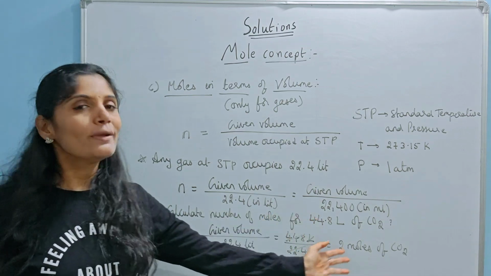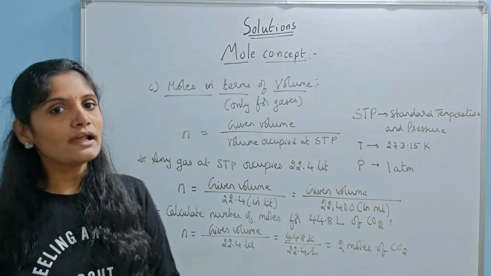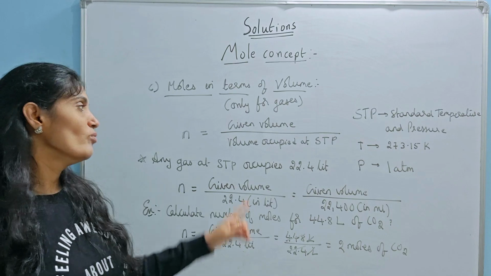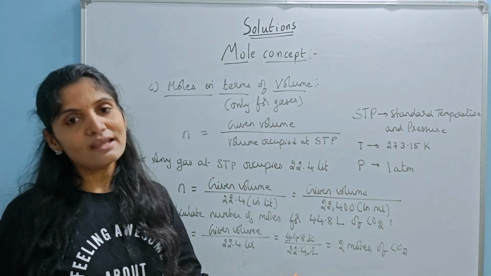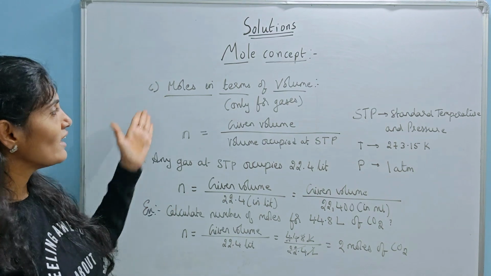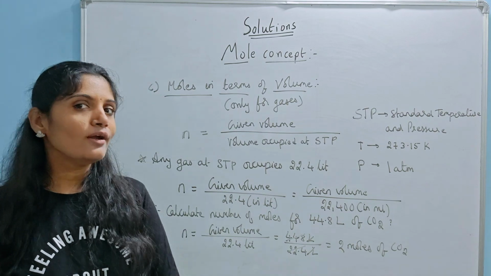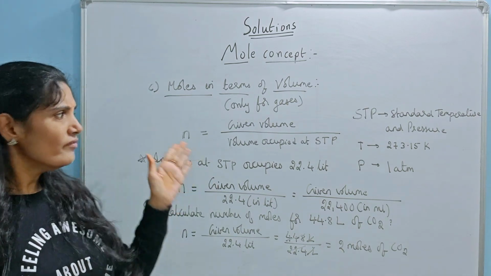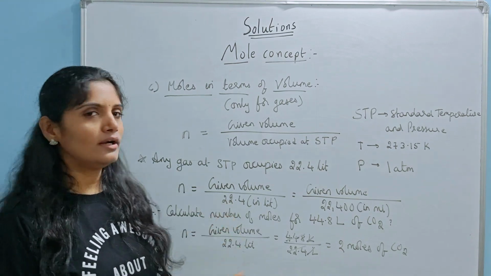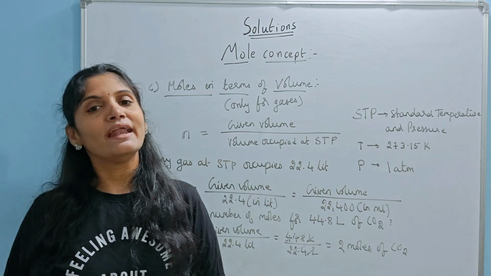Okay, this process is used only for gases. If the given volume of that particular gas is in the question, you can easily calculate the number of moles of that gas by dividing the given volume by the volume occupied at STP, which is 22.4 liters. So this is the last and final method of calculating moles in terms of volume. Very simple method. Just remember the denominator, 22.4 liters, which is the volume occupied by any gas at STP.